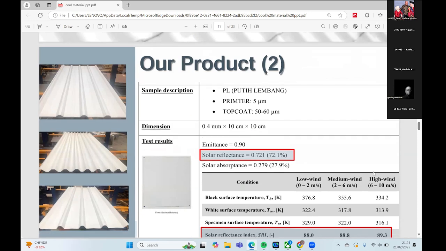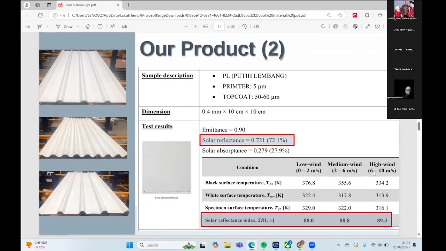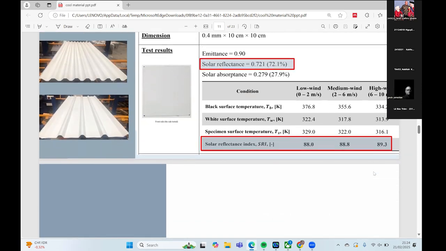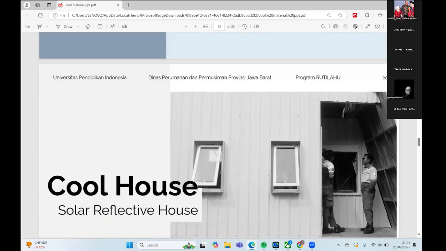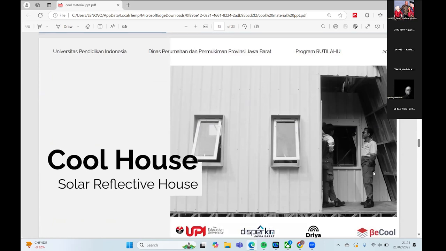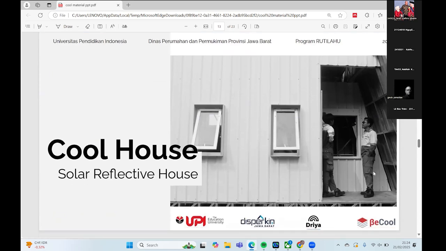This is another startup product from our university. We collaborated with another company to make the cool panel, which can be applied directly to the housing system. I can show you the application. It's already used for the cool roof. We have made it all around Indonesia, from Sumatra Island to NTT, East Nusa Tenggara.